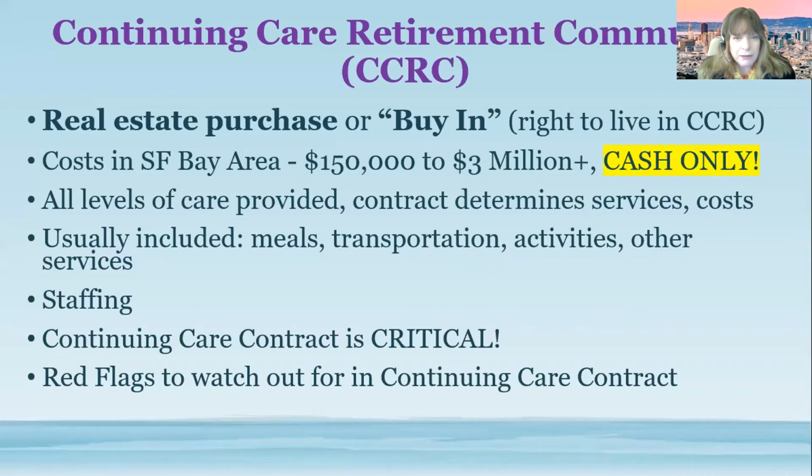Other things to watch out for: sometimes there are errors in how things are calculated, so always check the math in the contracts. How is the level of care determined? Who decides when someone needs to move from an independent living to an assisted living unit, and how is that decided? What happens if the place goes out of business? There are provisions in there for that. So there's a lot of different things to look out for, and this is why they hire an attorney to review the contract.